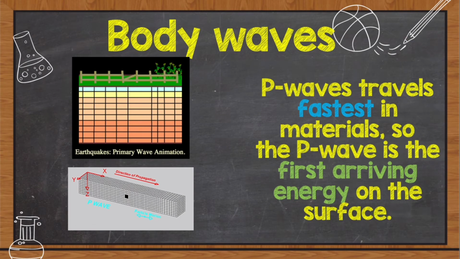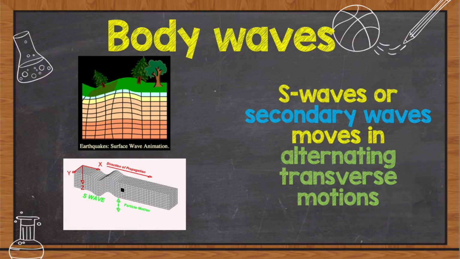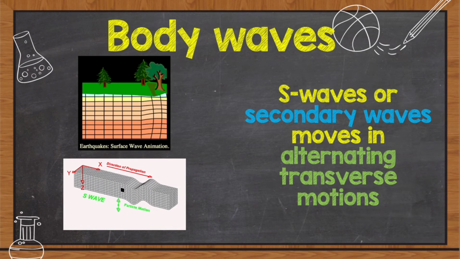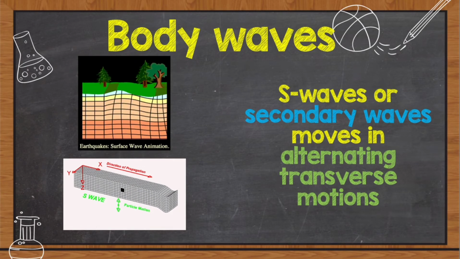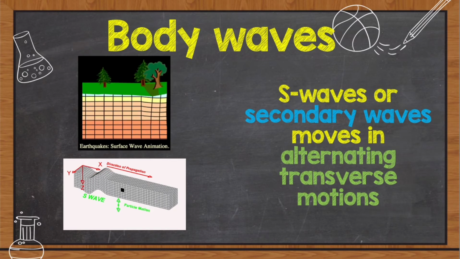So the P wave is the first wave arriving, or the first energy that arrives on the surface of the Earth, followed by the S waves, or the secondary waves. The secondary waves move in alternating transverse motion.